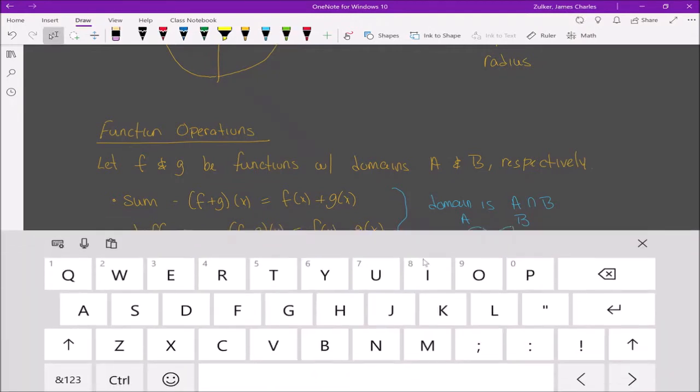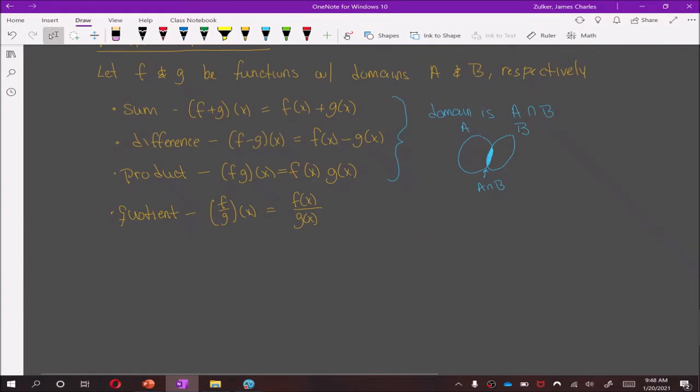The domain for the quotient is a little bit different. So for the quotient, the domain is A intersected with B minus the set of x in A intersected with B such that g of x is equal to 0. In other words, what we're going to do is take A intersect B from above and take out of that any elements that make g of x 0. I'm sorry, this should not be not equal to 0. This is minus the set of all elements such that g of x is equal to 0.